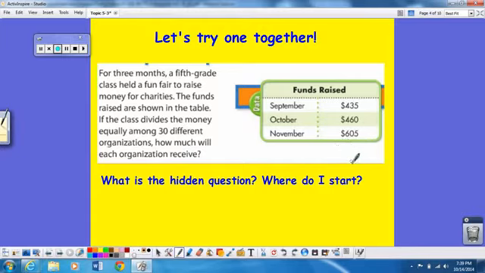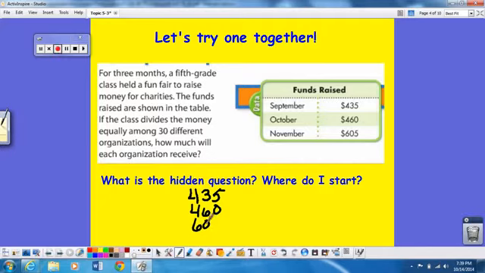Pause just a second and see if you can add. Well, I just about gave away what we're going to do here. Pause your video and see if you can figure out what's going on here. Okay? Hopefully, you figured out that the hidden question is to figure out how much money they raised in total or altogether before we could know how to divide it out.